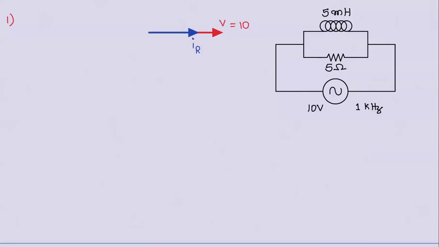And then IR will be there. IR will be always in phase. And IL will be 90 degrees lagging. And the resultant will be current I, phase angle theta. This is what we need to find. I'll go through only current method. Okay, right, we'll start.